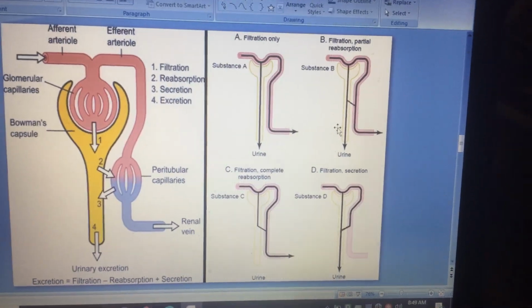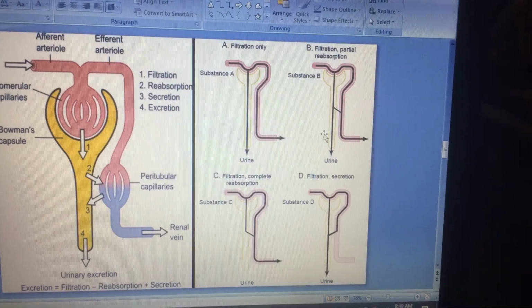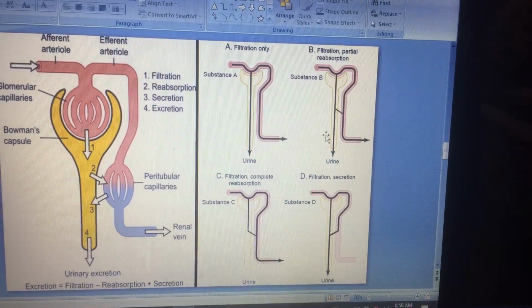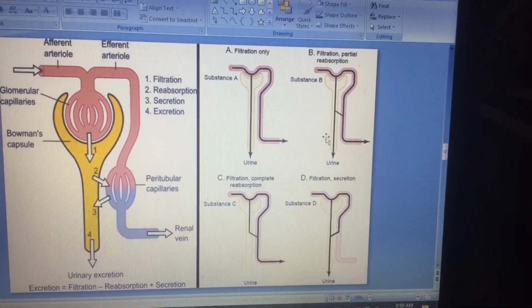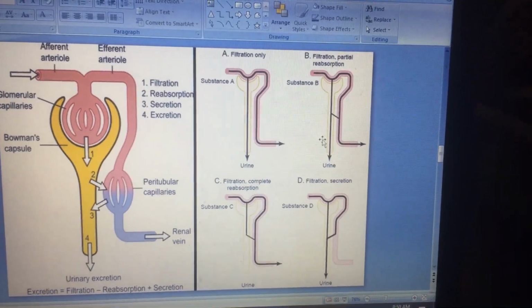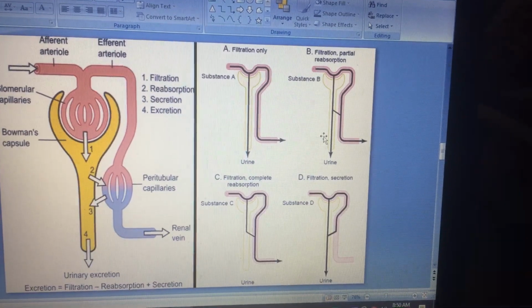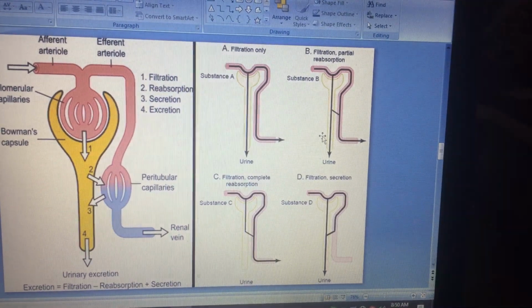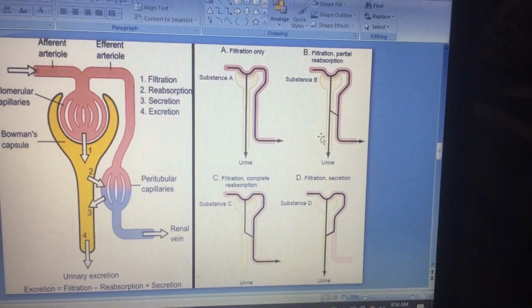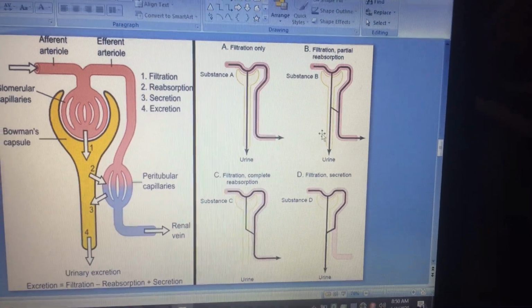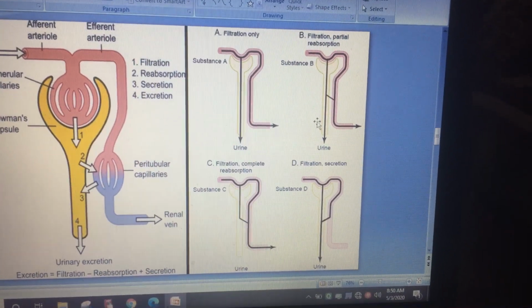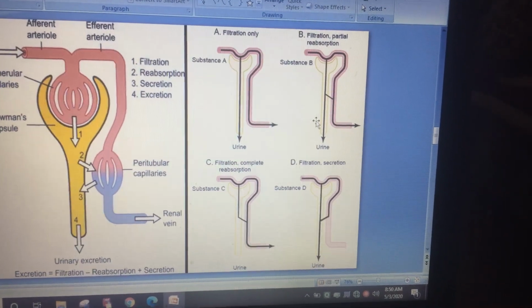There are four main functions. Now in the second half of the slide, you can see filtration means whatever is filtered out at the level of the glomerulus is called filtrate, and that is called filtration. Second, B part shows that a small portion is filtered and a small portion is reabsorbed. What is reabsorbed is called partial reabsorption. In C it shows that whatever is filtered is completely reabsorbed, meaning it is thrown into the bloodstream.